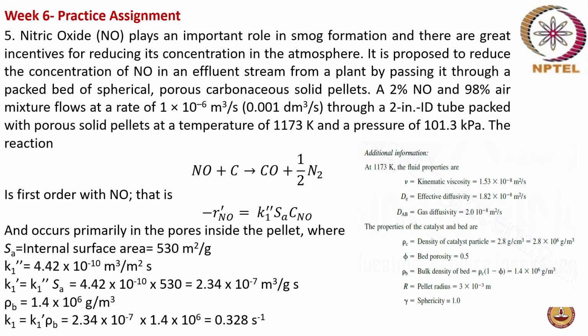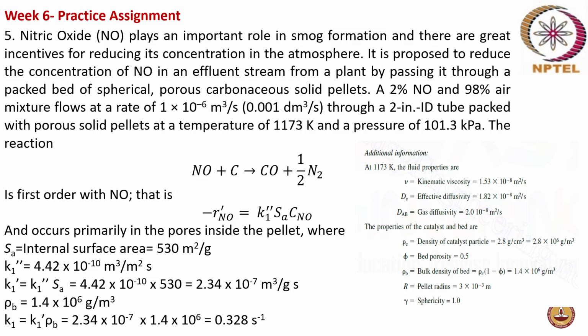And it occurs primarily in the pores inside the pellet, where the internal surface area is given by 530 meter square per gram, and your intrinsic reaction rate constant K1 double prime is given by 4.42 into 10 power minus 10 meter cube per meter square second. This is with respect to the surface.